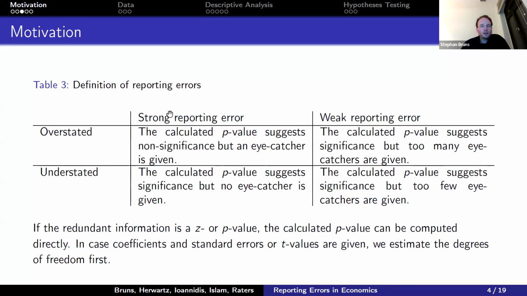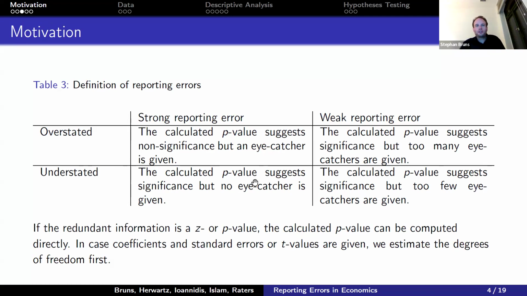And a strong reporting error means that statistical significance switches. So we can define a strong overstated reporting error to be a reporting error where the calculated p-value, meaning based on the coefficient and the standard error, suggests non-significance, but the eye catcher shows that there is a significant result. And understated is the other way around.